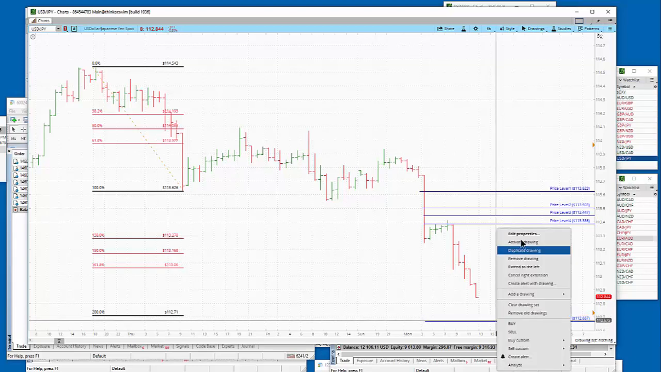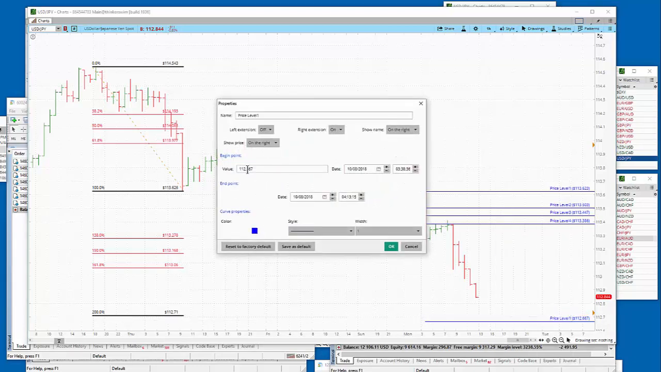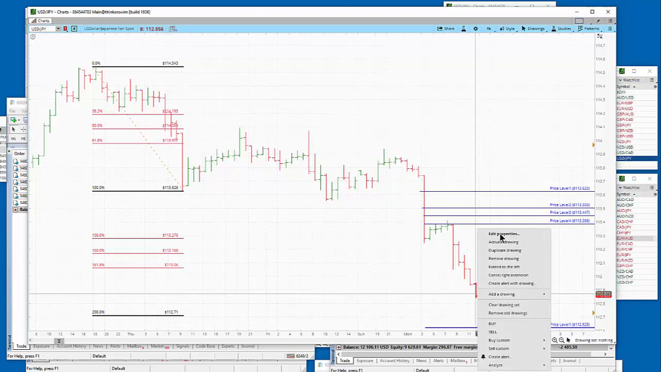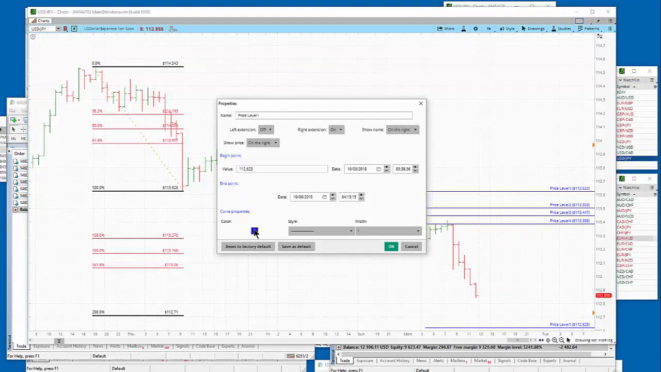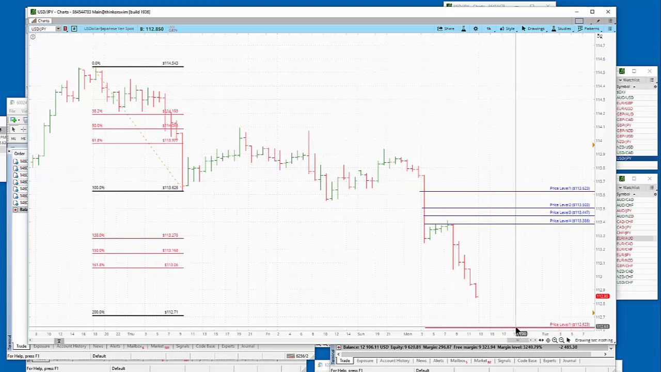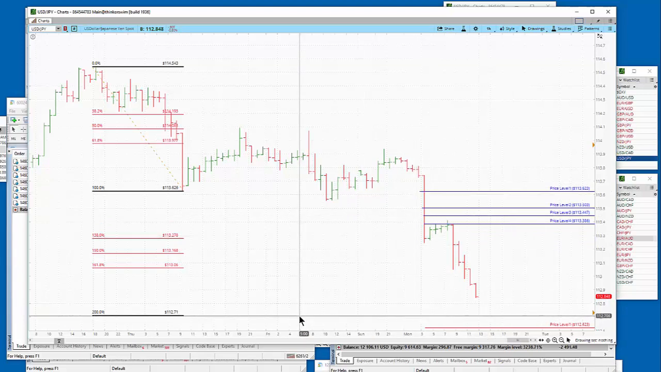And the best way to do it is to edit it, and we want it at 112.623, right? And then we'll hit OK. Okay, so this is the line where our first trade would hedge. We'll also make this a red line so we can tell what it is. It'll be a sell trade if it's going to hedge a buy trade, right? And that is in fact below the 200% retracement.